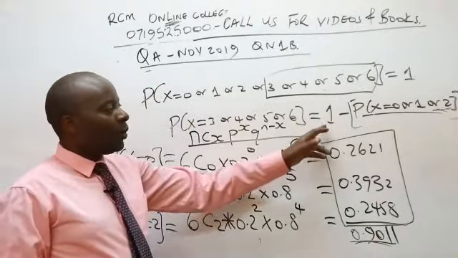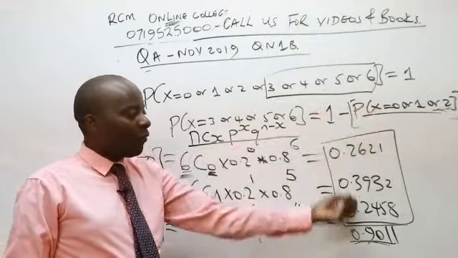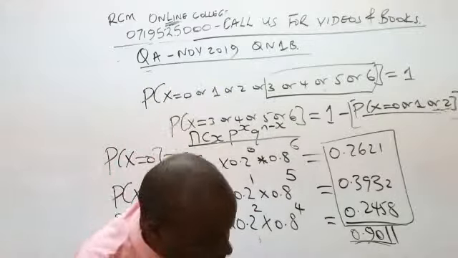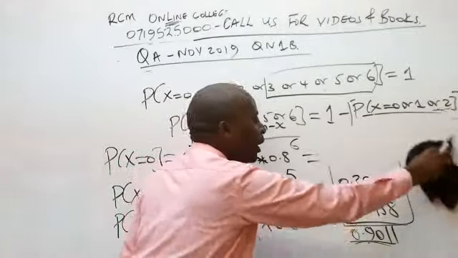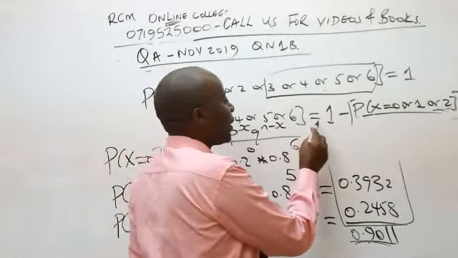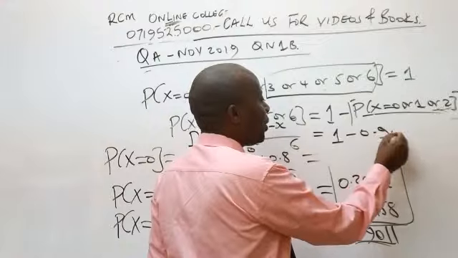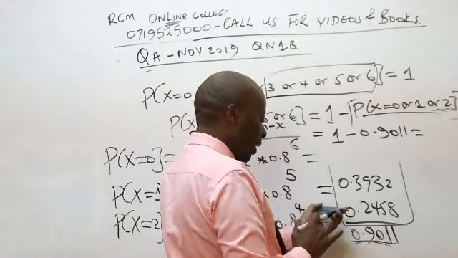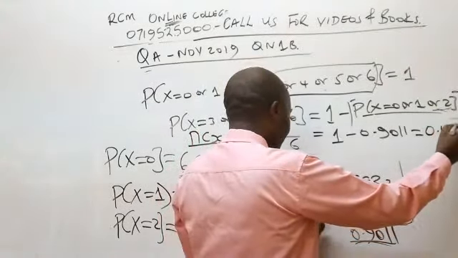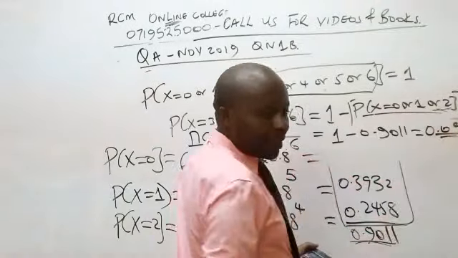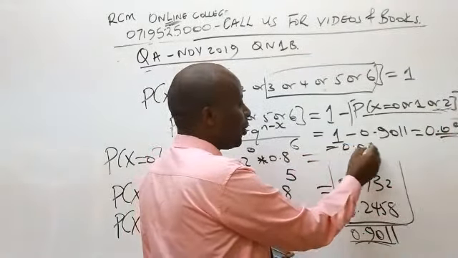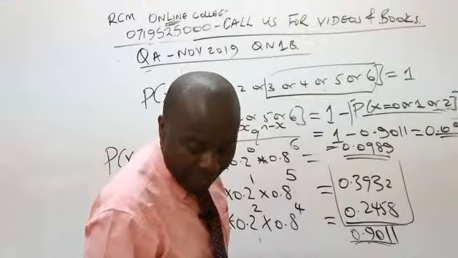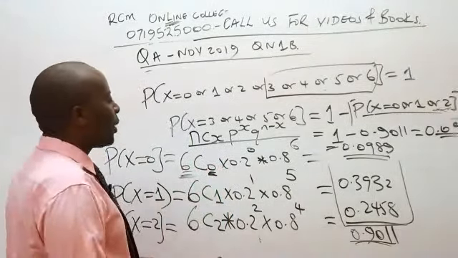If you remember, what they wanted us to give them here is 1 minus that block figure that we have just found there. So our probability for more than 3 will be 1 minus 0.9011, which gives us 0.0989, about 9.89%. So that is it, ladies and gentlemen.